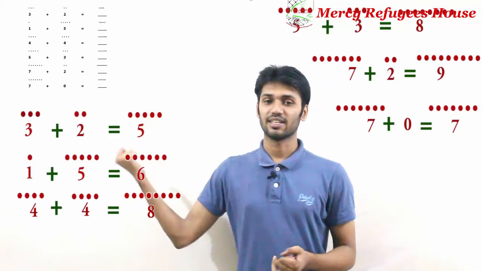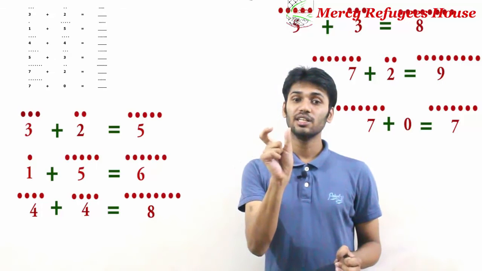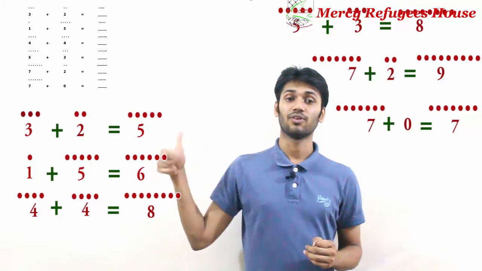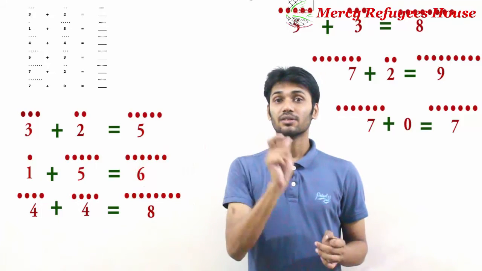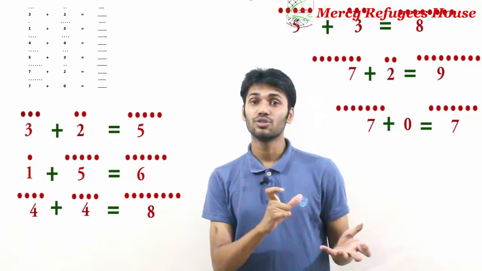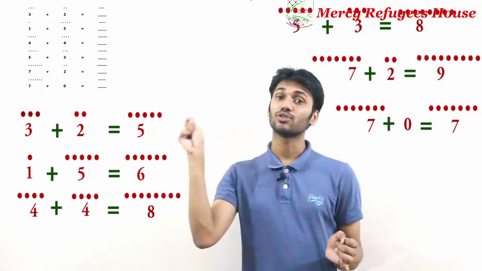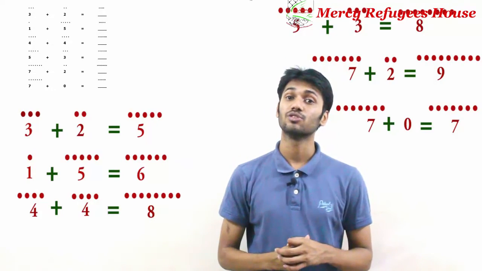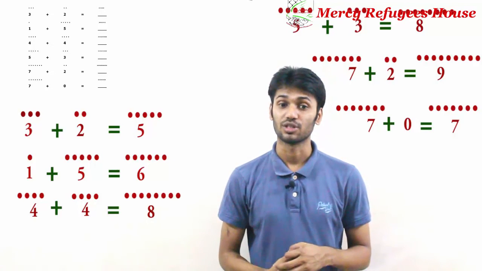Look at these exercises. Here, 3 plus 2. How many dots are there? There are 5 dots. The clues are given: 3 dots plus 2 dots. It should be a total of 5 dots. The 5 dots are given there. The student should be able to count them.